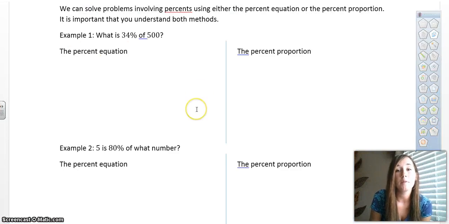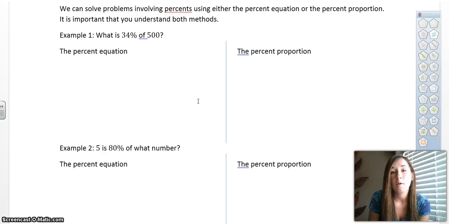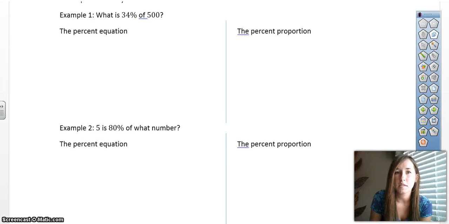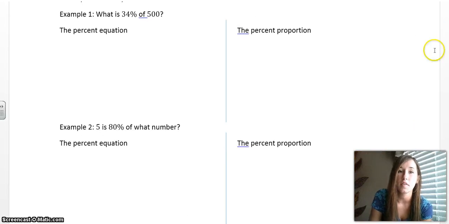Okay, before we do examples from the lesson, I really just need us to get the hang of this. You can solve problems involving percents using the percent equation or the percent proportion. It is important that you understand both methods because we're going to be using those types of methods for a lot of things throughout the year. But we want to try them both, and then it's okay if you decide that you just like using one method better, and that's fine. I think sometimes maybe it even depends on the question. Maybe one method is easier than another.